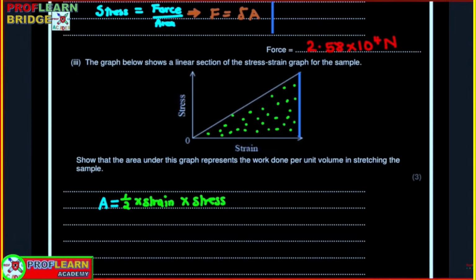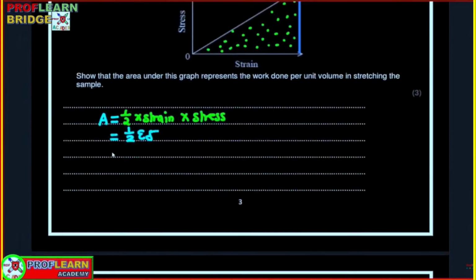So writing this in the strain, we know strain is calculated by the formula extension over the original length. I can write that epsilon times sigma. Of course, those are the symbols for strain and stress, but we know that strain is extension over original length, and sigma, which is stress, is force over area. If you multiply epsilon times sigma, work done is equal to a half e F.